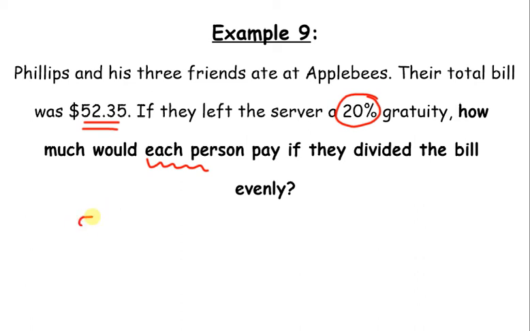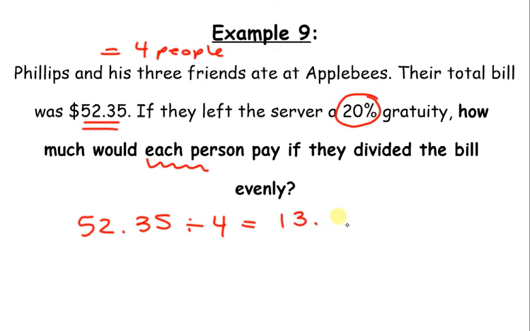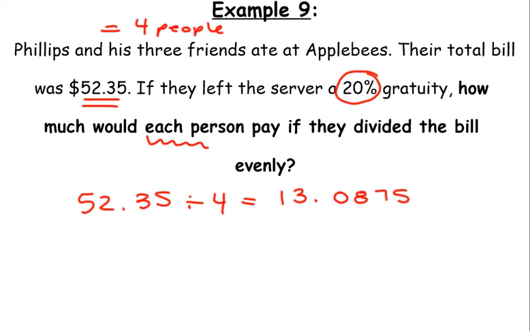So we have 52.35. Now, how many ways are we dividing it? Phillips and his 3 friends. That's a total of 4 people. So we're going to divide by 4. So go ahead and put that in your calculator, see what you get. And you should get $13.0875. Okay?